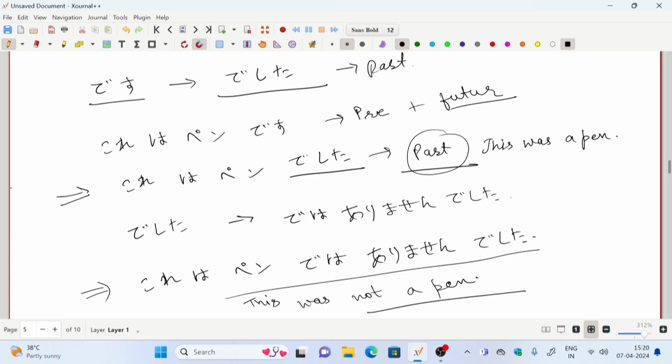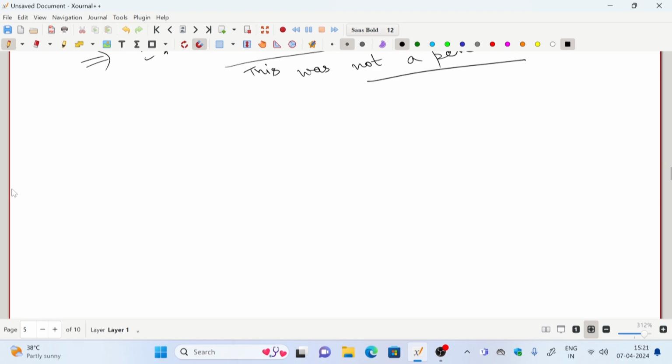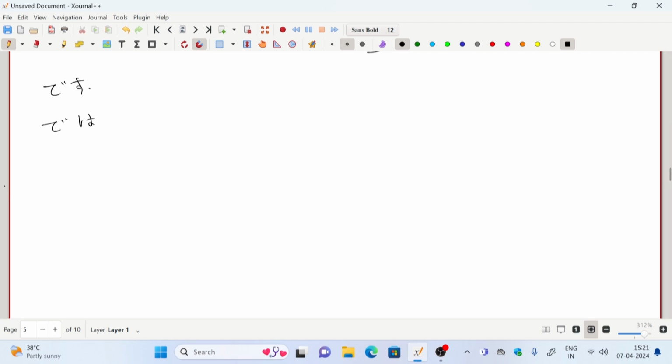So this is how we learn all four forms of the basic pattern. First is desu, negative is dewa arimasen, past is deshita, and past negative is dewa arimasen deshita.